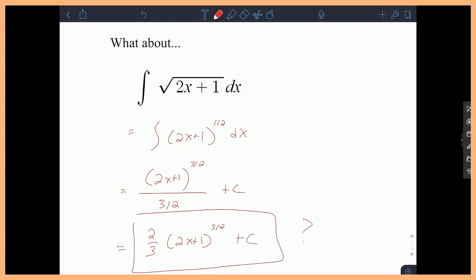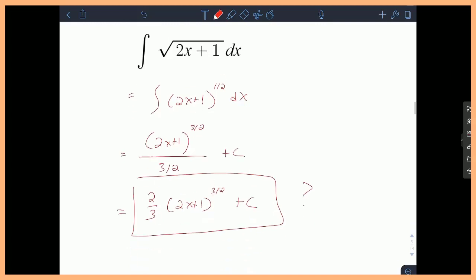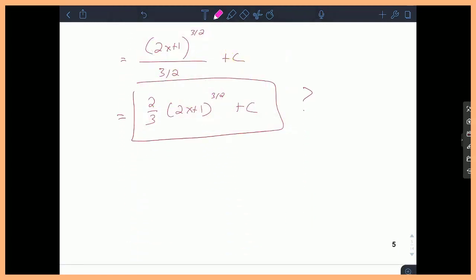Well, the question is, what happens if we actually were to check this? If we were to see, is this truly the antiderivative? So let's check. If I take the derivative of this, 2/3 times 3/2 just makes 1. So this would be 2x plus 1. I would need to reduce the power by 1, so 3/2 minus 1 would be the 1/2 power. And then I would have to multiply by the derivative of the inside, which would be 2, because of the chain rule. So as you can see, the check failed, right? This is a failure. This did not yield the original function.